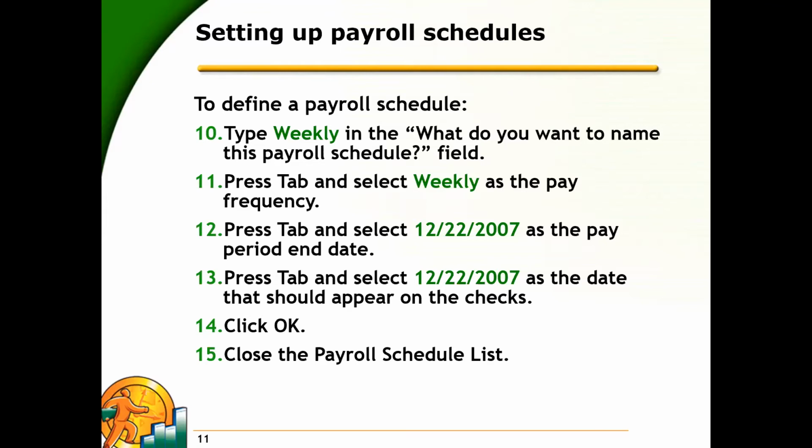That's why it's key to ensure that each individual is set up correctly and relates to the specific schedule that they should be on. Again, this process in front of you here is to establish the weekly schedule. Again, you can customize it to bi-weekly, semi-weekly, weekly, and monthly as you wish. Much like the process before, you type in weekly, you press the tab, select weekly again, specify the date, click OK, and then close out the schedule.